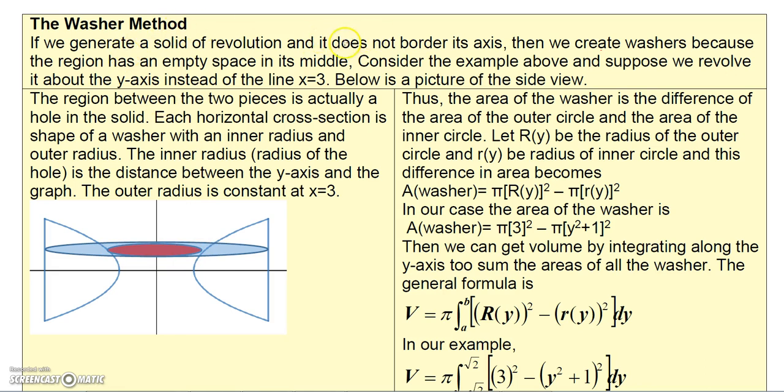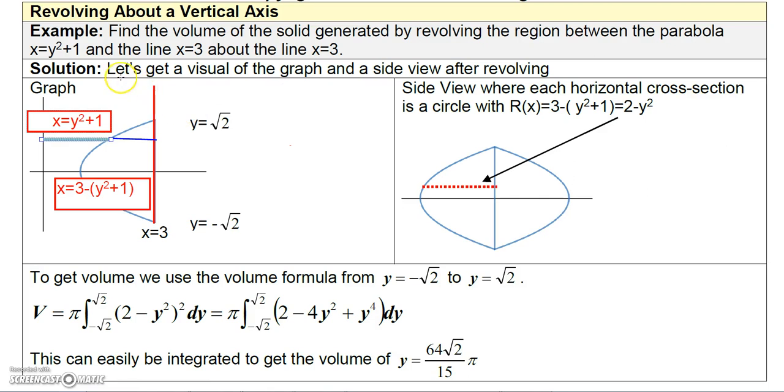So consider this example that I just showed you, the one above, and instead of revolving around x equals 3, what if we revolved around the y-axis? Okay, so if we go back up here, instead of revolving this picture around this line, what if I took this graph right here, and what if I revolved it around the y-axis here?